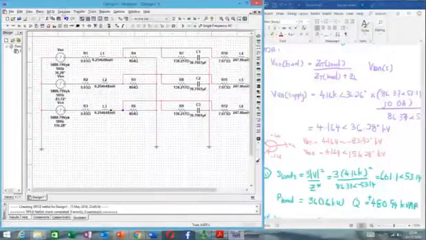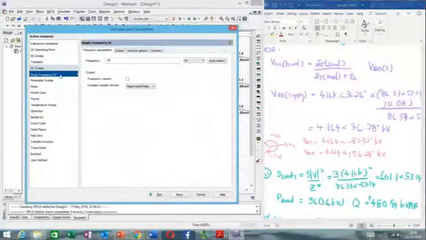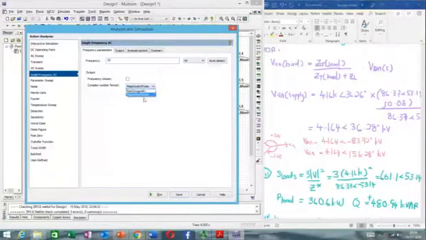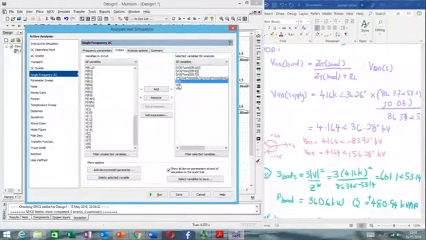Go to single frequency analysis, and then key in frequency equal to 50. It's up to you to decide whether you want to measure in rectangular form or in polar form. For the output, since the net numbers are 4, 5, and 6 for voltage, I already select 4, 5, and 6.